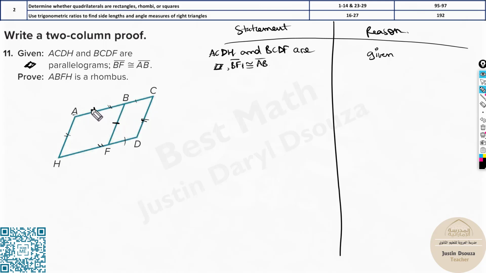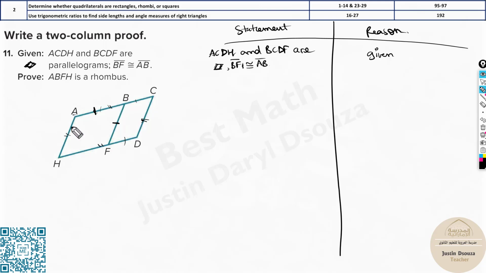If you have two consecutive sides of a parallelogram equal to each other, two consecutive means this and this next to it, or this and this down ones. If the continuous sides are equal or congruent to each other, then it is a rhombus. But now we need to prove this is a parallelogram, ABFH, right? We have to prove it to be a parallelogram. Let's do it now. What can we prove?